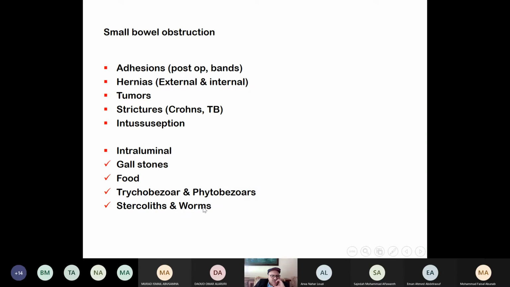I haven't seen any of the worms or stercoliths. Maybe I've seen once trichobezoar. Gallstones, every 2-3 years I see a case. But in every night there is a case of adhesive obstruction. So just to give you an idea about what do we mean by these rare things, before we concentrate on the common ones.